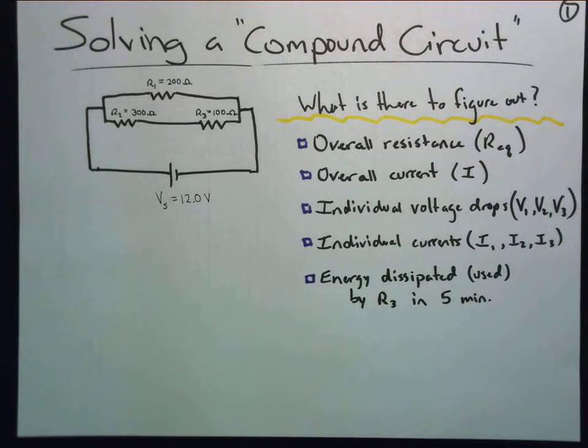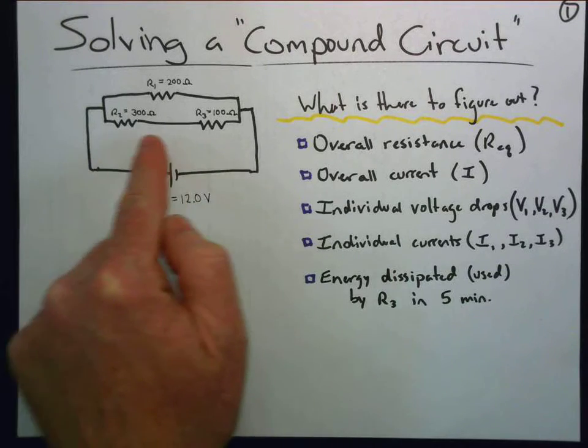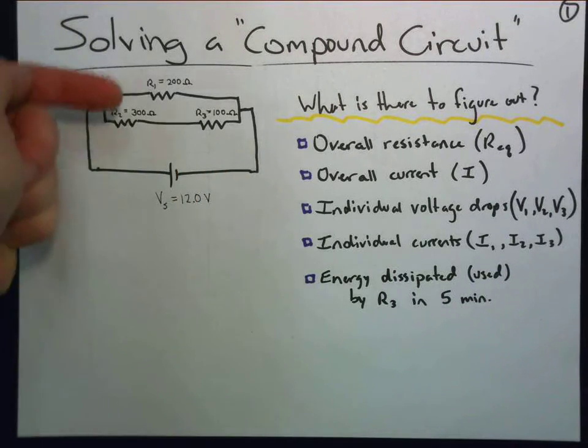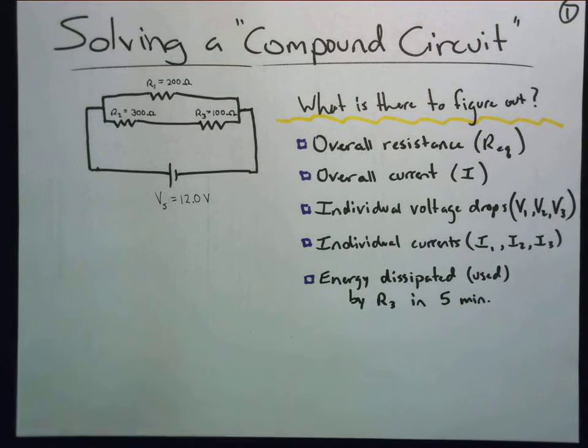Here we go, looking at an example of how to solve a circuit. This one is a combination or compound circuit where you see resistors both in series and in parallel. And these are our objectives for what we're going to try to figure out. Now, you won't always be asked to do all of this for a circuit, but this is all a possibility.